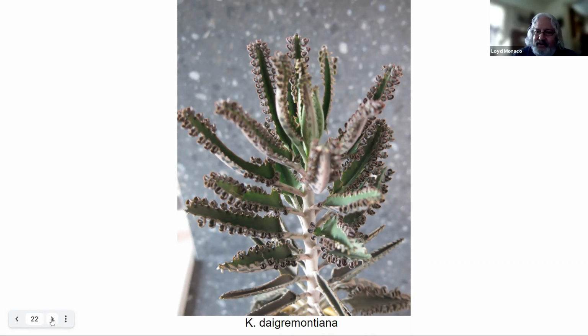Mother of millions, mother of thousands. And again, it's mother of thousands because we can tell there's a broader leaf, and they're in pairs. Thank you, Judy. Yes, I think so.